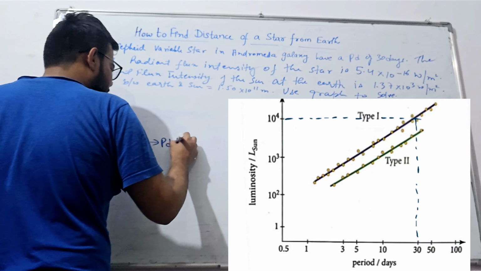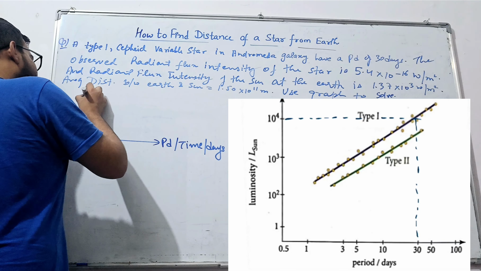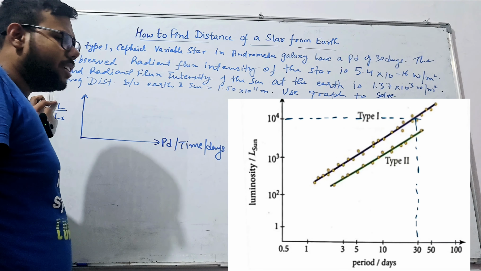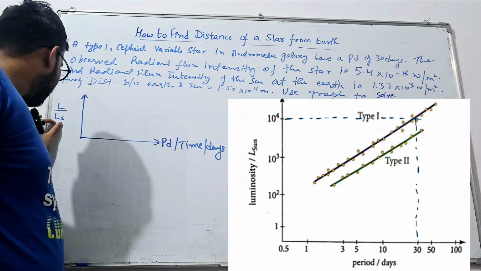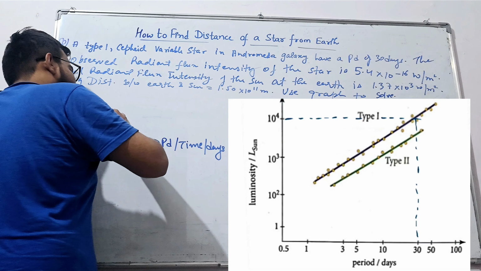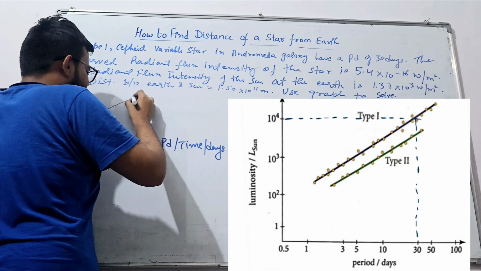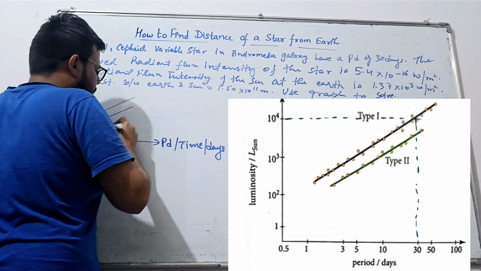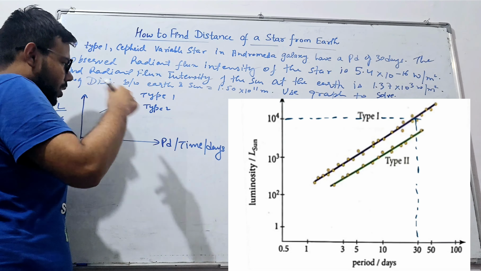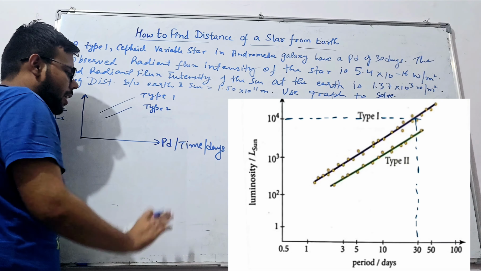This is your period or time or days, whatever you want to say. And this is L by Ls, right? Where L is the luminosity of the star and Ls is the luminosity of the sun. And the graph goes like this, or maybe somewhat like this, and maybe in type 2 it goes like this. So this is type 2, this is type 1, and there are many graphs which you can understand, depending on the time period and all.